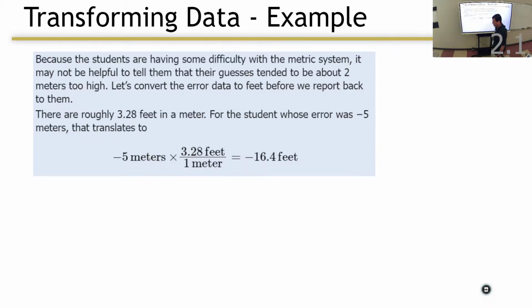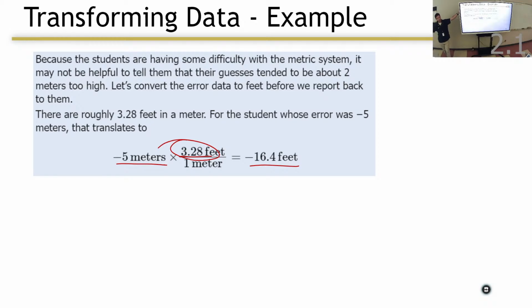All right, last thing. Because the students are having some difficulty with the metric system, it may not be helpful to tell them their guesses tended to be about 2 meters too high. I think it was 1.62. Let's convert this error to feet. There's roughly 3.28 feet in a meter. Therefore, negative 5 meters times 3.28 is negative 16 feet. So basically, I'm taking all these errors and multiplying them by 3.28 to figure out what it is in feet.